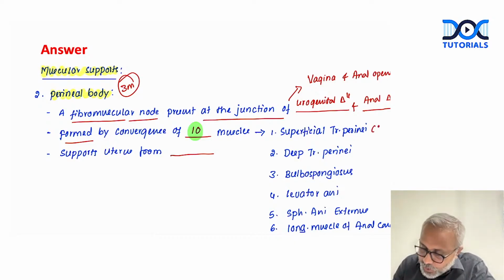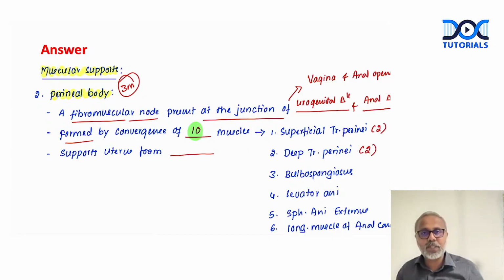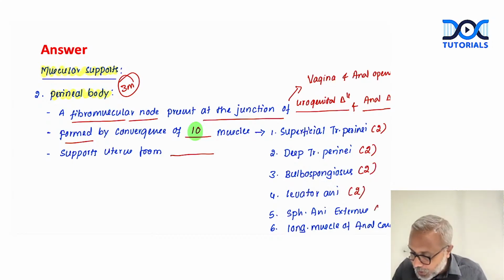We have 2 superficial transversus perineum, we have 2 deep transversus perineum, we have 2 bulbospongiosus, and then we have the 2 levator ani from both the sides, and then 1 sphincter ani externus and 1 longitudinal muscle of the anal canal. First, write what the perineal body is, then list the muscles, and then again write how the perineal body will support the uterus.